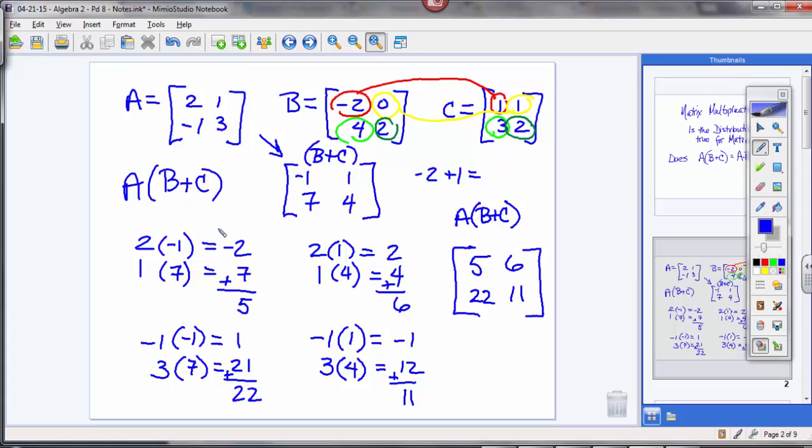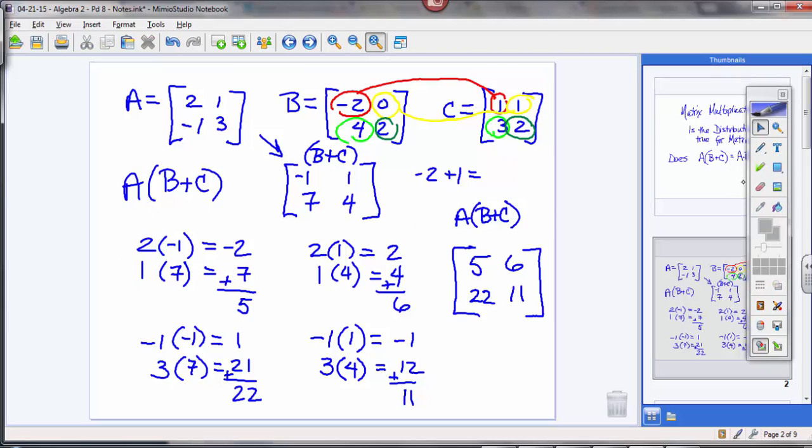Now down here what we have is the step-by-step multiplication. We take the first row of matrix A, which is 2, 1. We rotate it 90 degrees. Essentially what that means is taking the 2 and the 1 and matching it up with the B plus C column, the first column. That's the 2 with the negative 1 and the 1 with the 7. And then stepping over and matching it up, the 2 and the 1 with the 1 and the 4. So let's go through that.